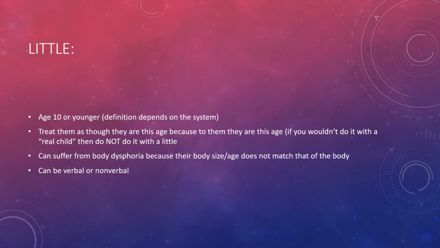Little. The definition of littles, well, kind of changes depending on the system. Some say littles are 5 and younger in age or 10 and under, etc. For us, we define it as an alter who is 10 or less. When it comes to littles, it's important to treat them as you would anyone else that age. If you wouldn't do it around a child, don't do it around a little.